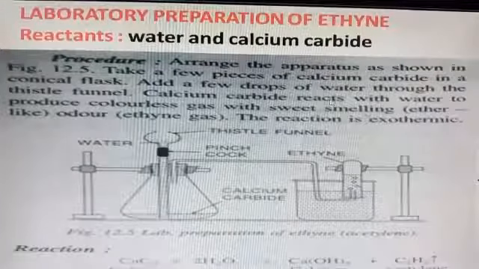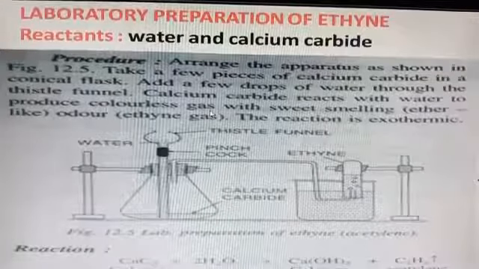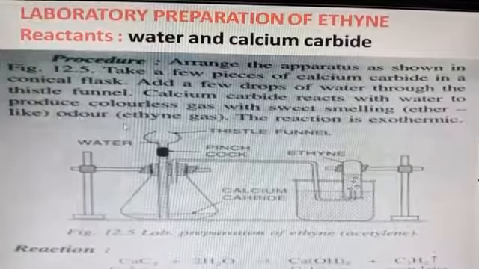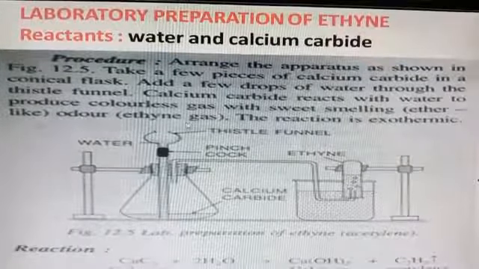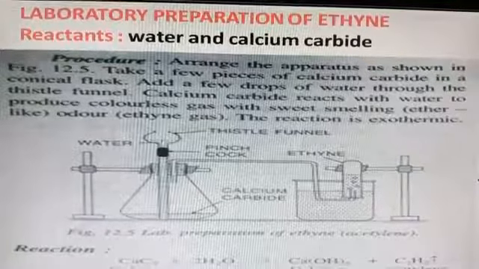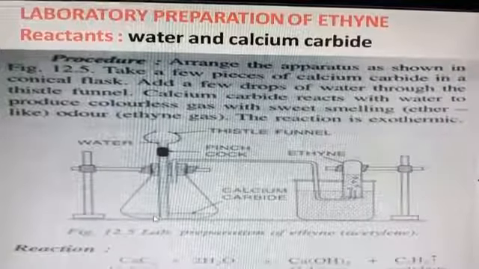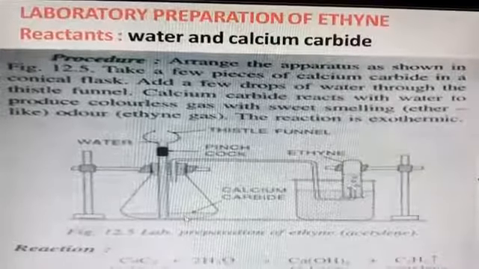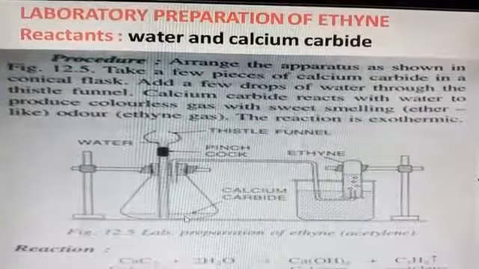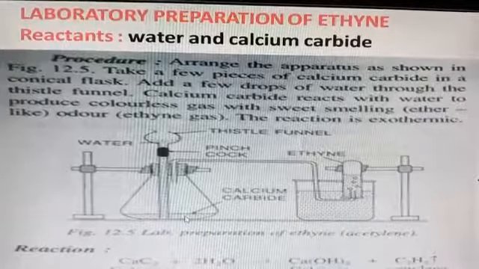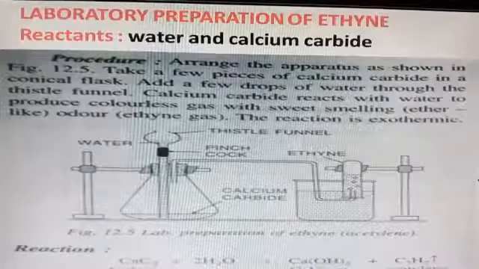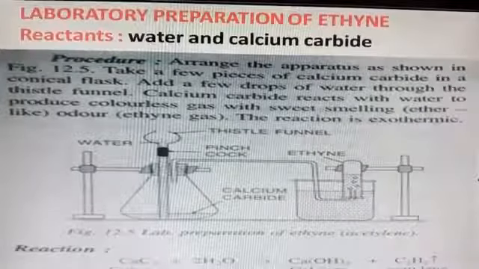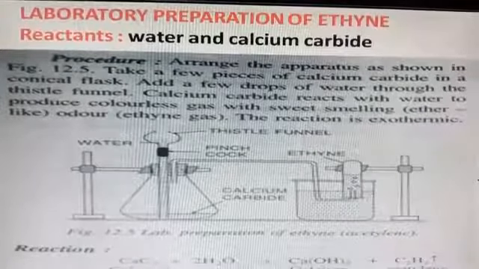Calcium carbide reacts with water to produce a colorless gas with a sweet smelling, ether-like odor, ethine gas. The reaction is exothermic. So when you put water in this calcium carbide, it starts reacting. The reaction takes place. There will be a reaction between calcium carbide and water. As a result, a sweet smelling gas will be formed, which is ethine gas.